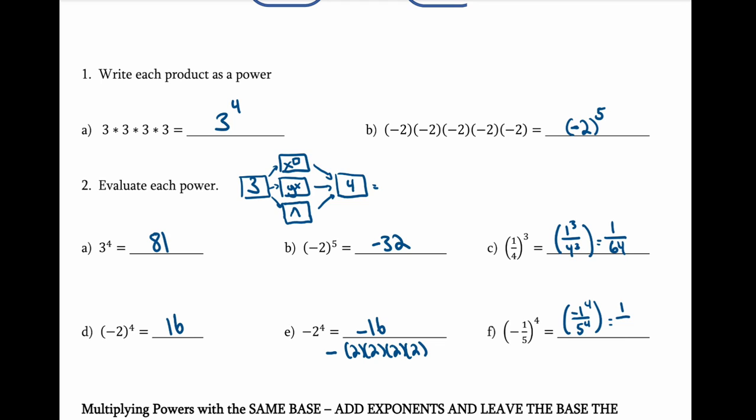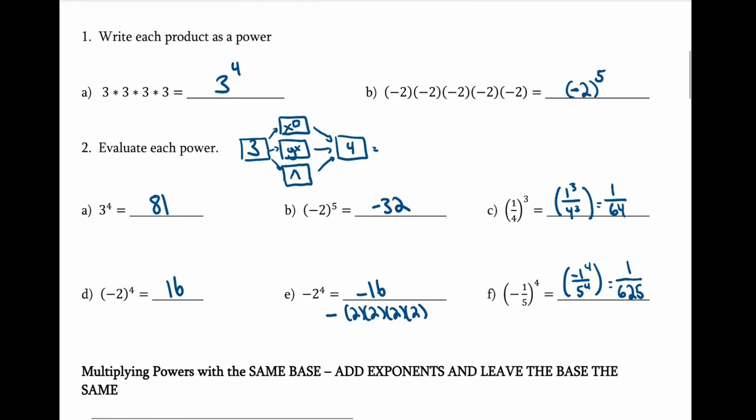So we end up with 1 over 625. So again, we're making sure that we're using our understanding of exponents to come up with an exact fraction and not a decimal. So that's just a general review of powers on their own.